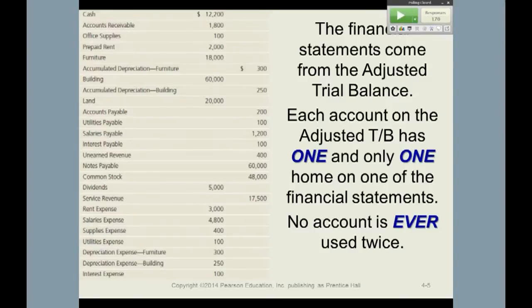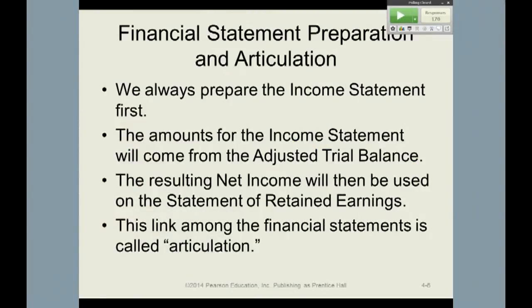We're going to review the notion of taking the accounts from the adjusted trial balance, making sure they go into the correct financial statements, and also try to understand the fact that the statements articulate. So the order in which we prepare the financials will be the income statement, then the statement of retained earnings, and then the balance sheet. Someone asked me today during office hours about cash flow. We're not going to touch cash flow again for quite a while. So our 3 basic financials will be income, retained earnings, and then the balance sheet.